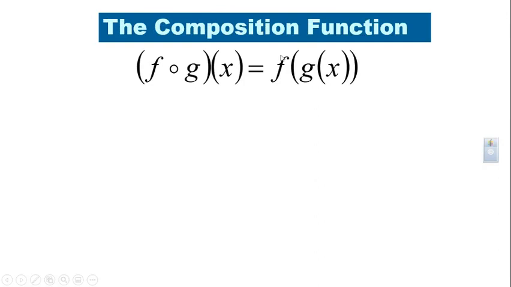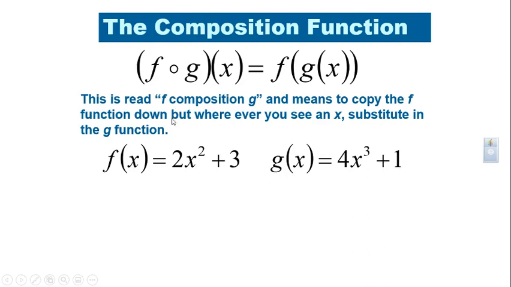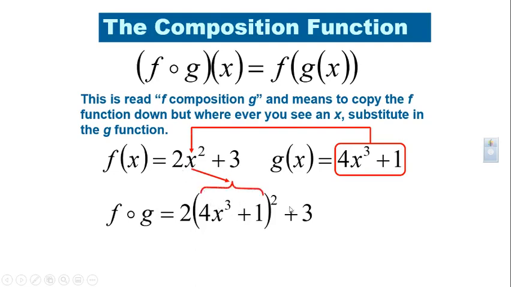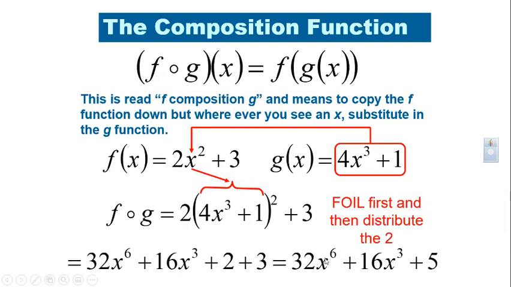So let's take a look at some examples here. We'll go back to our original two functions, f of x equal to 2x squared plus 3, and g of x equal to 4x cubed plus 1. And we want to find f of g of x. Basically, what we're going to do is substitute the inner function into the outer function. So we're going to plug in g of x for x in f of x. Therefore, wherever we see x in the outer function, we're going to plug in the expression for the inner function there. And then we can simplify it. FOIL, combine like terms in this case, and this is f of g of x.